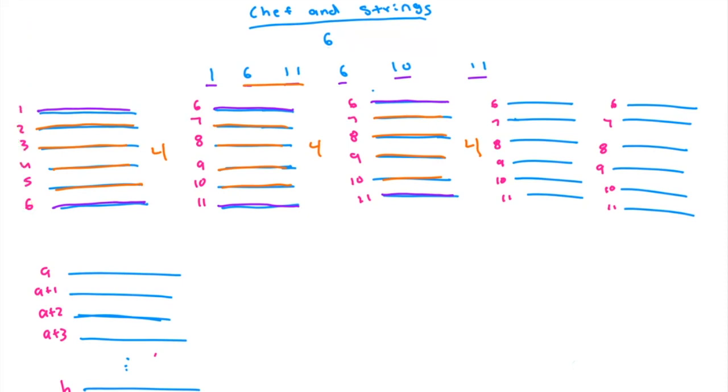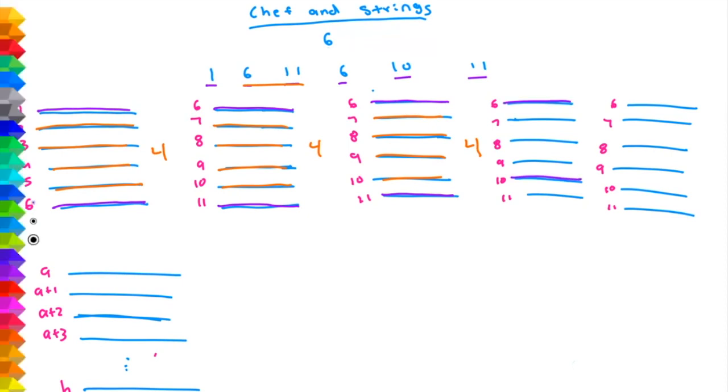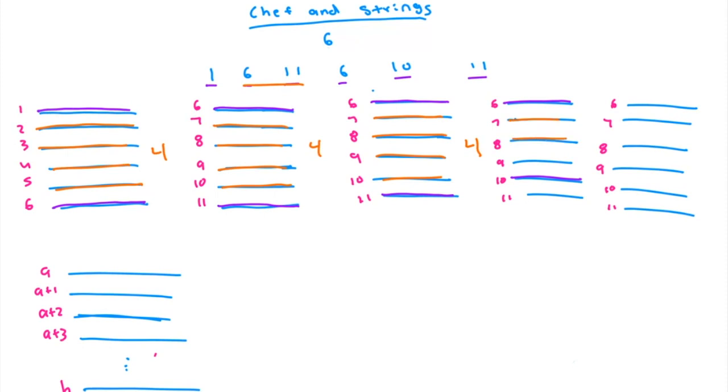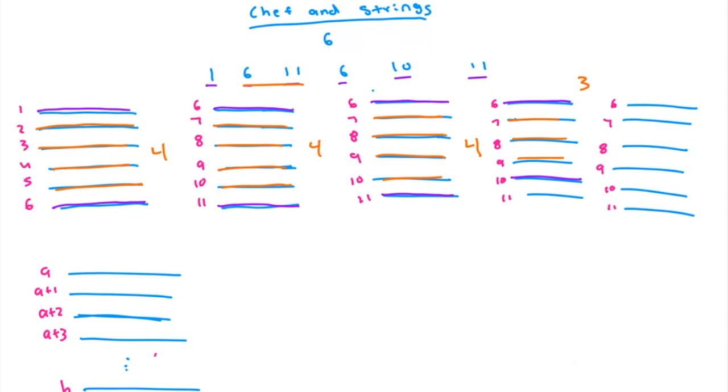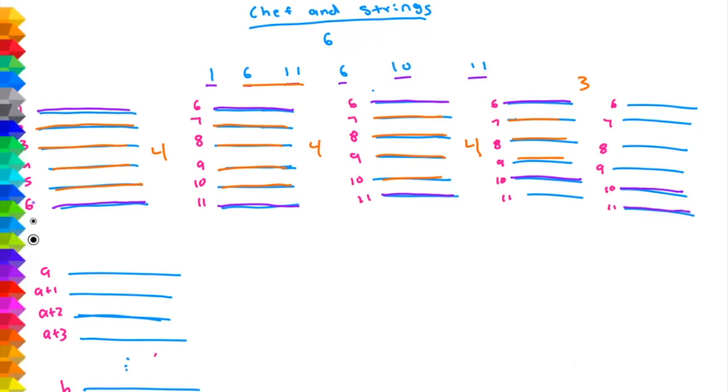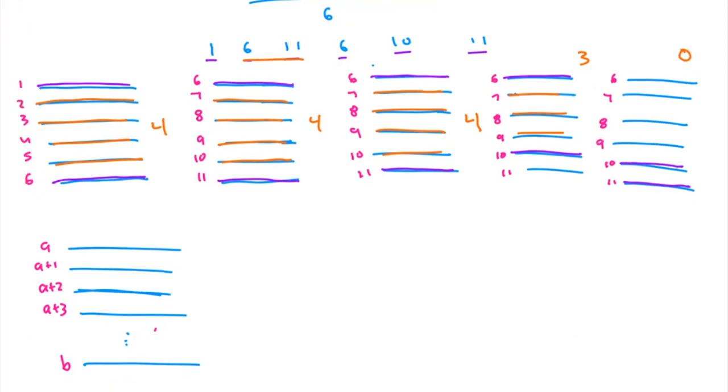Then he plucks from string 6 to 10. So in this case, he will pluck string 6 and 10. We count the amount in between. 1, 2, 3. 3 in between. Then at the end, he will pluck from string 10 to 11. Then he is done. So we pluck 10 and 11 and count the amount in between. In this case, there are 0 in between. So in total, he has skipped 4 plus 4 plus 4 plus 3 plus 0, which is 15 strings.